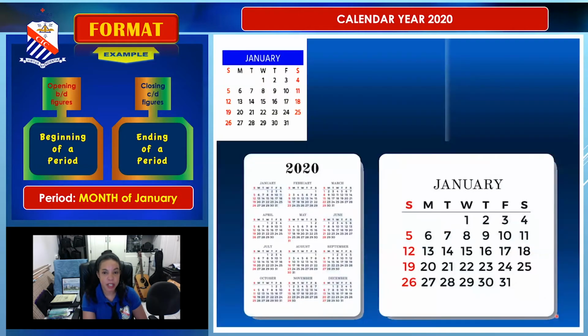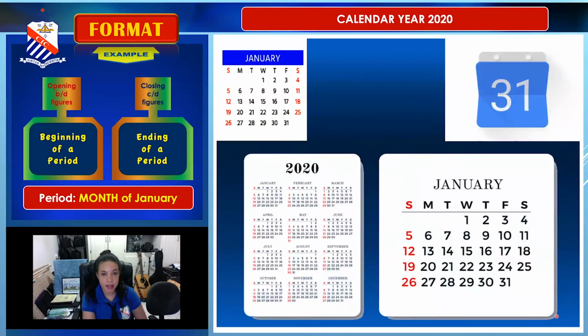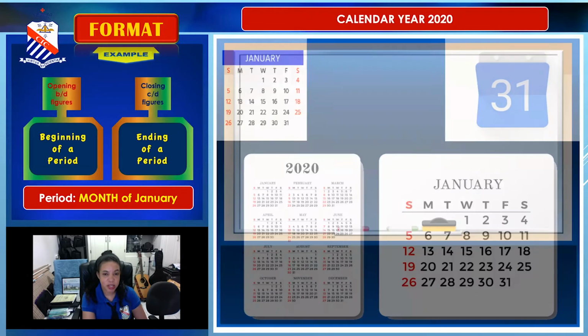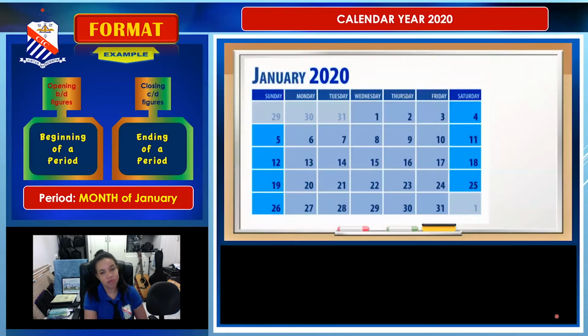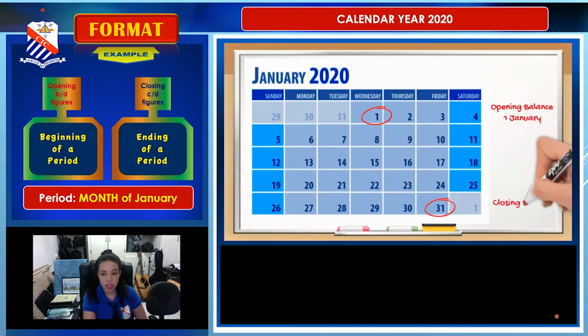Now, sometimes the period could be a month. And in our example, we're going to use the month of January. Once again, very easy, right? In terms of when is the beginning date for January? It's the 1st of January. Very, very easy. So your opening balances would be the balances for the 1st of January 2020. And your closing balances would be the balances for the 31st of January, the end of the month of January. Nice, easy.